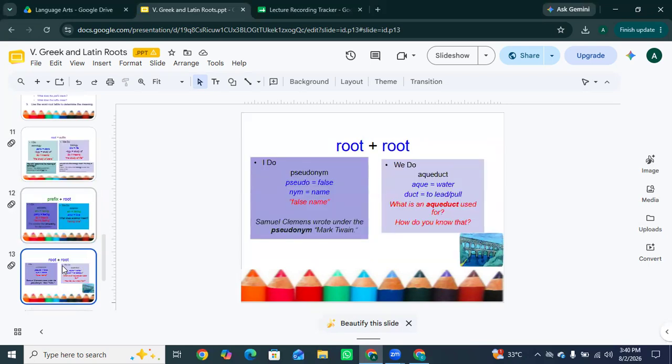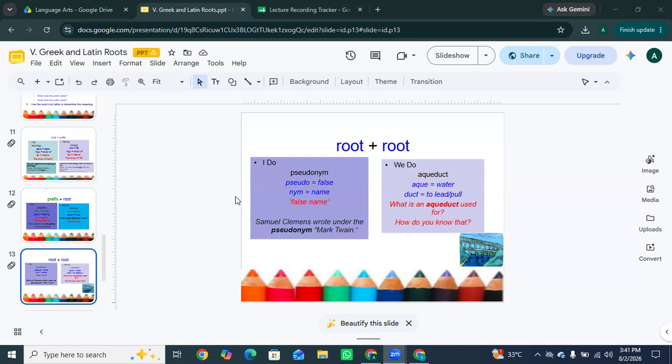The next one is root plus root. I do pseudonym. So pseudo means false and nym means name, meaning false name. We do aqueduct. So aqua means water and duct means lead, which means a structure that carries water.